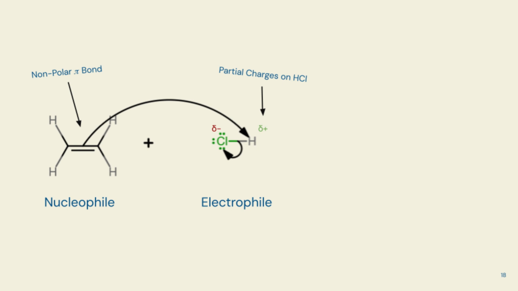The electrophile has two partial charges, one of them being positive. The abundance of electrons represented by the pi bond in the nucleophile is going to be attracted to the partial positive charge of our electrophile. When we have that attraction, the pi bond is going to break and grab the proton from our electrophile and form a bond with it. Meanwhile, the chlorine connected to our proton is going to break away since it has that negative charge.